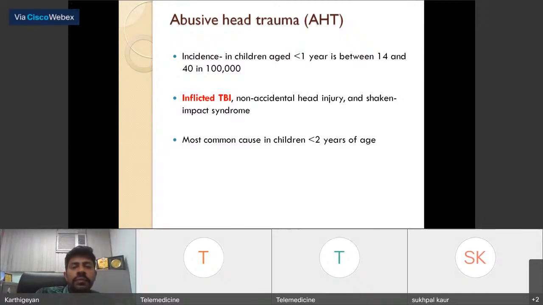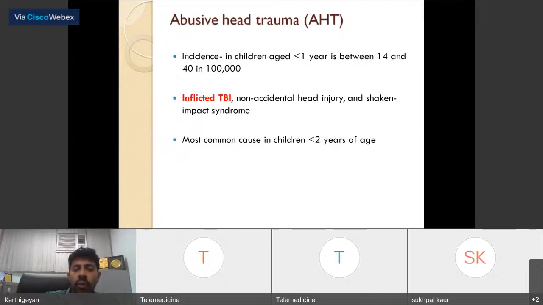Next we come to abusive head trauma. These are known by a number of terms. These are basically inflicted TBIs. The common term is shaken baby syndrome. These are injuries inflicted by adults due to violent shaking, which causes sudden acceleration and deceleration forces. These cause the veins to rupture. The cortical veins rupture and cause intracranial bleed.